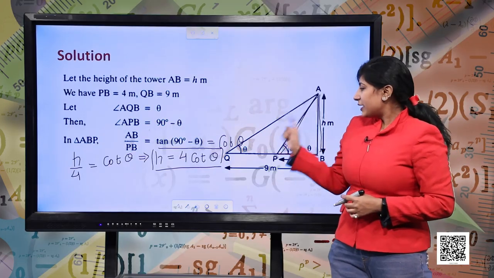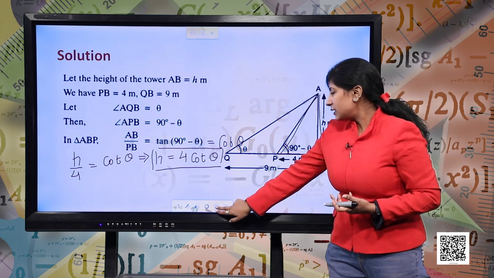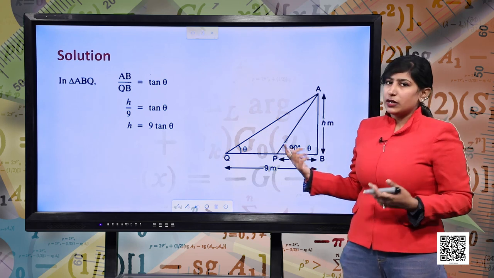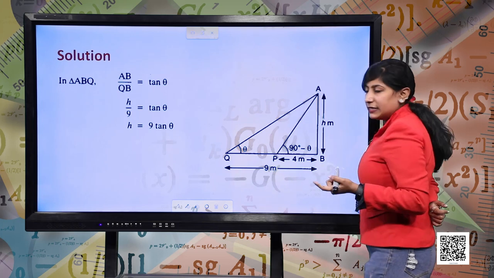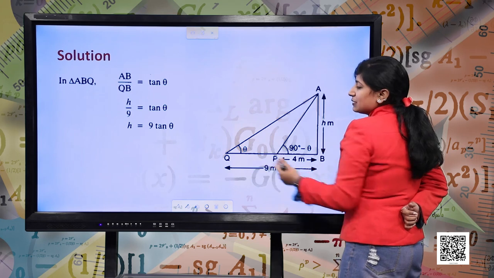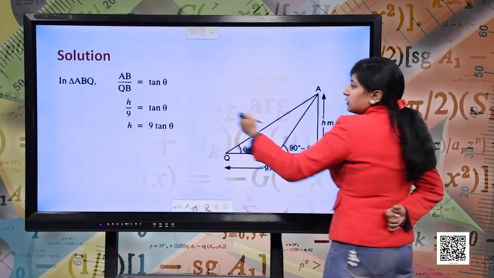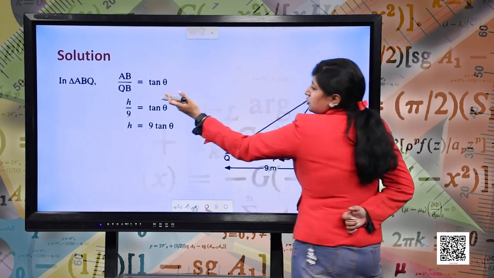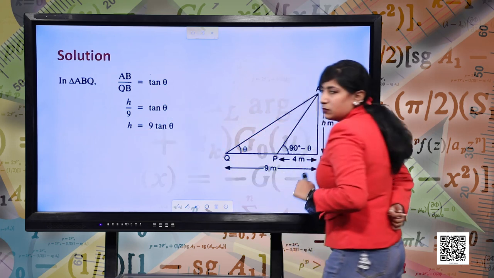Now this triangle we have taken is APB. Now we will take another triangle, that is AQB. Let us see. In triangle ABQ or AQB, you can call it by any name you want, AB upon QB is equal to tan theta. AB is the perpendicular and QB or BQ is the base. So it is equal to tan theta. Now, this is H and this is 9, QB. So putting the values, we get H upon 9 equal to tan theta, which gives us H equal to 9 tan theta.